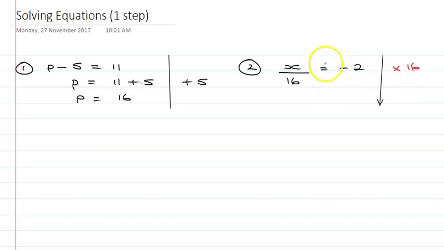Now the equal sign means that the left side equals the right side. That means they're both equal, they're balanced like an equation, like a weighing scale. So if you're going to multiply by 16 on this side, you need to multiply by 16 on this side. So we get x alone, oh, I don't want to be writing in red, excuse me. We get x on its own equals negative 32.